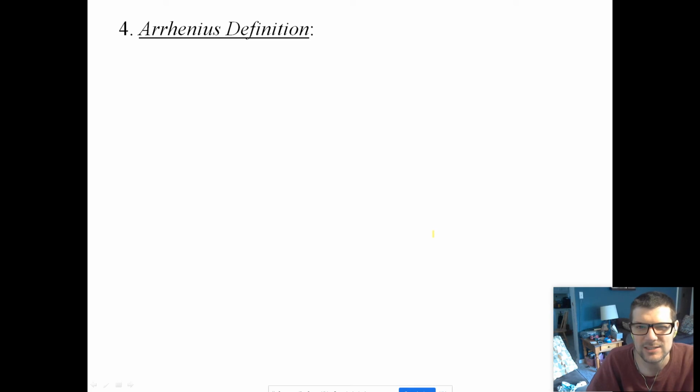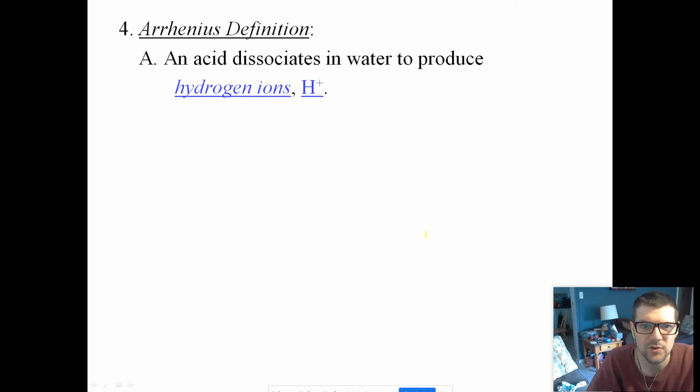Next up, I want to get into a little bit of the definitions of what these acids and bases are. So there's a couple different ways to look at this. The first is the Arrhenius definition, which is kind of a nice starting place to understanding acids and bases. Acids, when they dissociate in water, that means they split apart into their ions, they produce hydrogen ions, H+.